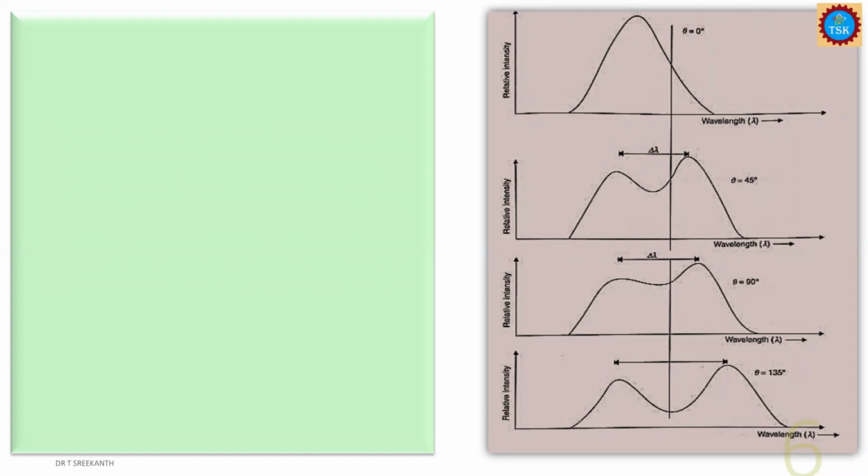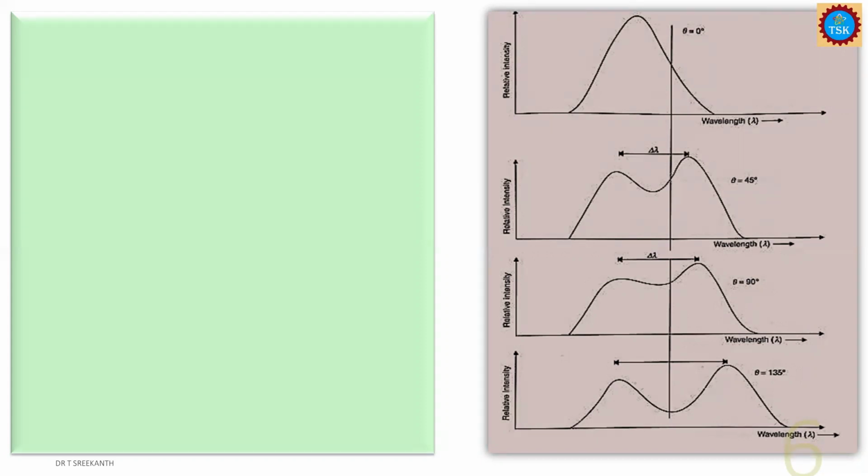Next we observe at theta equal to 45 degrees. At 45 degrees, we observe that two peaks are there, and the distance between peak 1 and peak 2 is called delta lambda, the Compton shift. At theta equal to 90 degrees, two peaks are there, but the distance between the two peaks is more compared to 45 degrees, so now the Compton shift is more. Next we observe at theta equal to 135 degrees, where the two peaks are separated by the maximum distance compared to 90 degrees and 45 degrees.